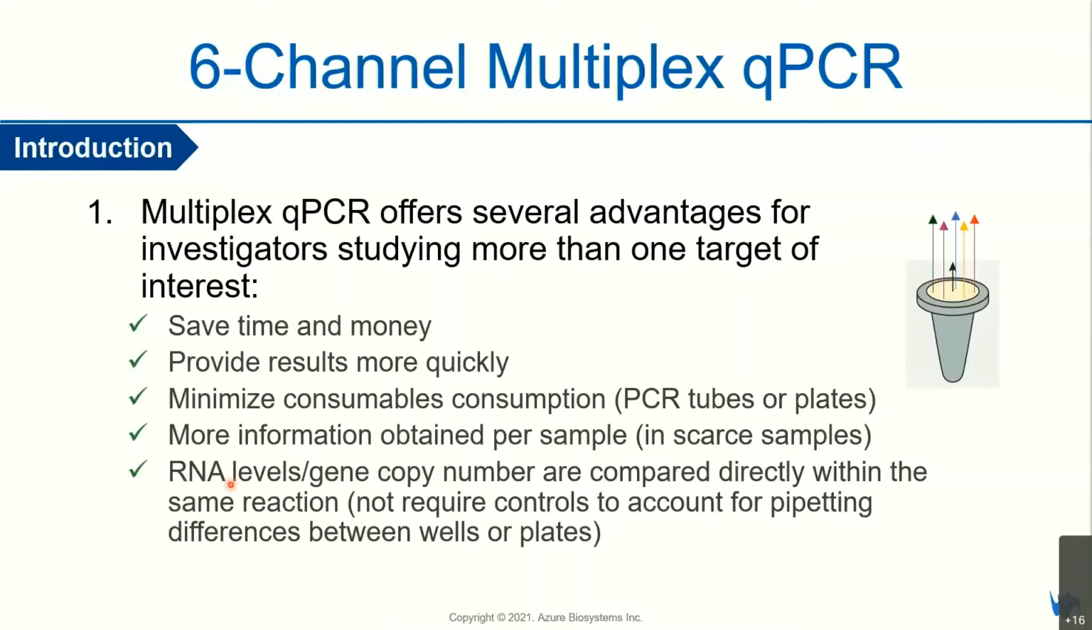And these RNA levels and gene copy numbers are compared directly within the same reaction, so you don't need other controls. Let's say I'm doing gene A in this plate and gene B in another plate. You would need a lot of controls to normalize these 2 different reactions on different plates at different times. Multiplexing does not require controls to account for the pipetting differences between the wells or plates. So these are the advantages multiplex qPCR can offer.